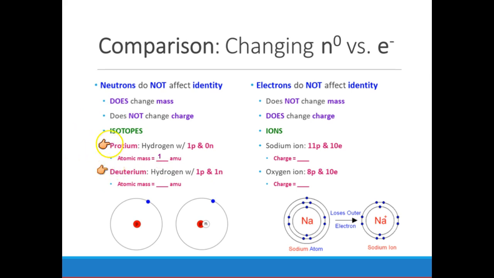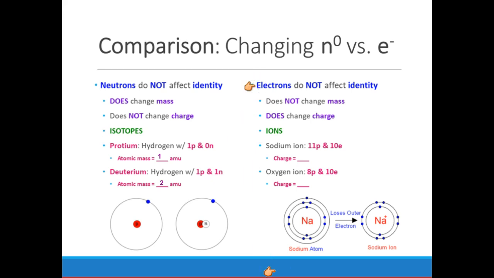Now, deuterium is hydrogen with 1 proton, 1 neutron. What's its mass? Love it. I love seeing those units. Yeah, this is going to be 2 AMUs. So again, we would call this hydrogen 2, or its regular name, deuterium. Okay? So smiley faces if this makes sense. Again, no change in identity. It does change mass, but does not change charge. And again, we call this an isotope. Okay? Awesome. Now let's do the same thing with electrons.